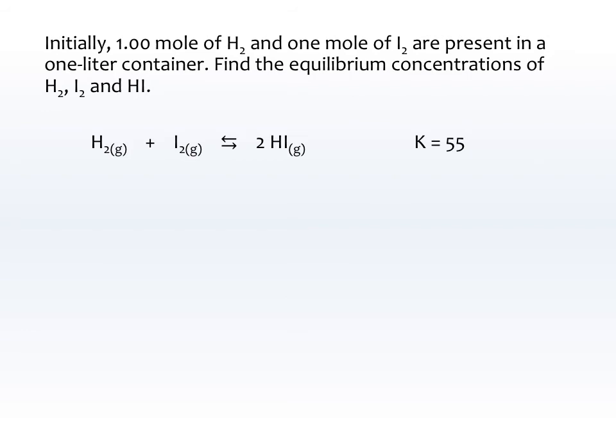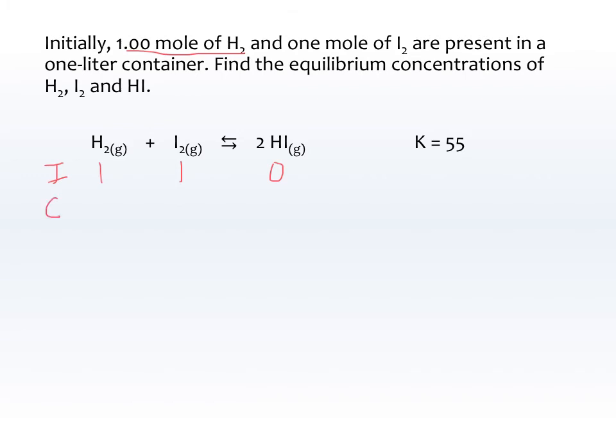All right, I'm going to trust that you did that, so let's see what we have. We have a 1 liter container, so that's easy. 1 mole of hydrogen initially, so this is going to be a 1 initially. And 1 mole of iodine initially. Initially there should be no HI. That's all the information that we're given.